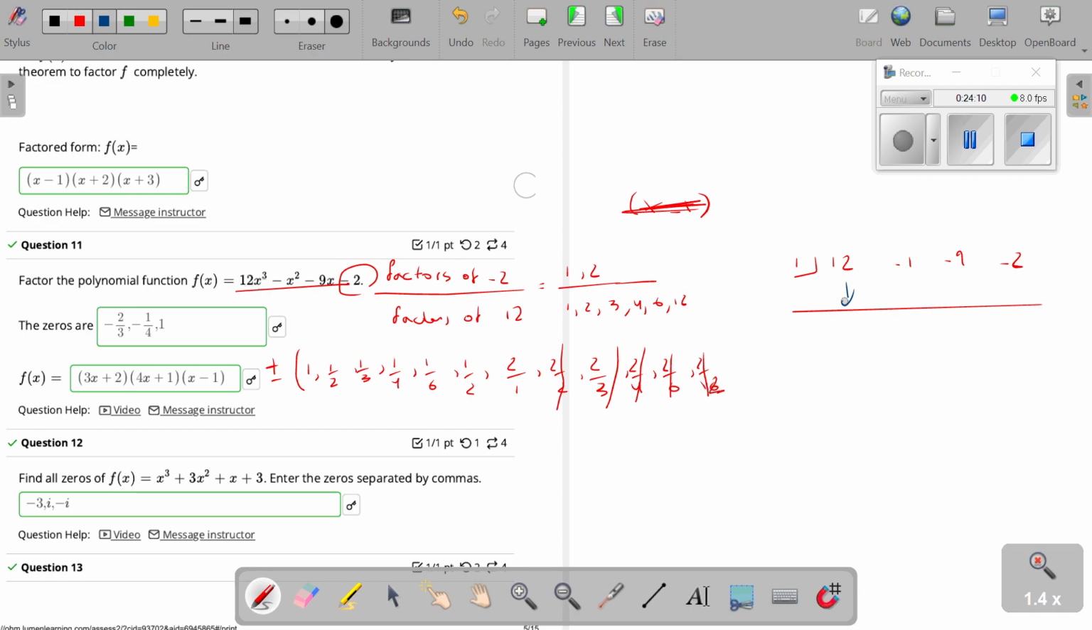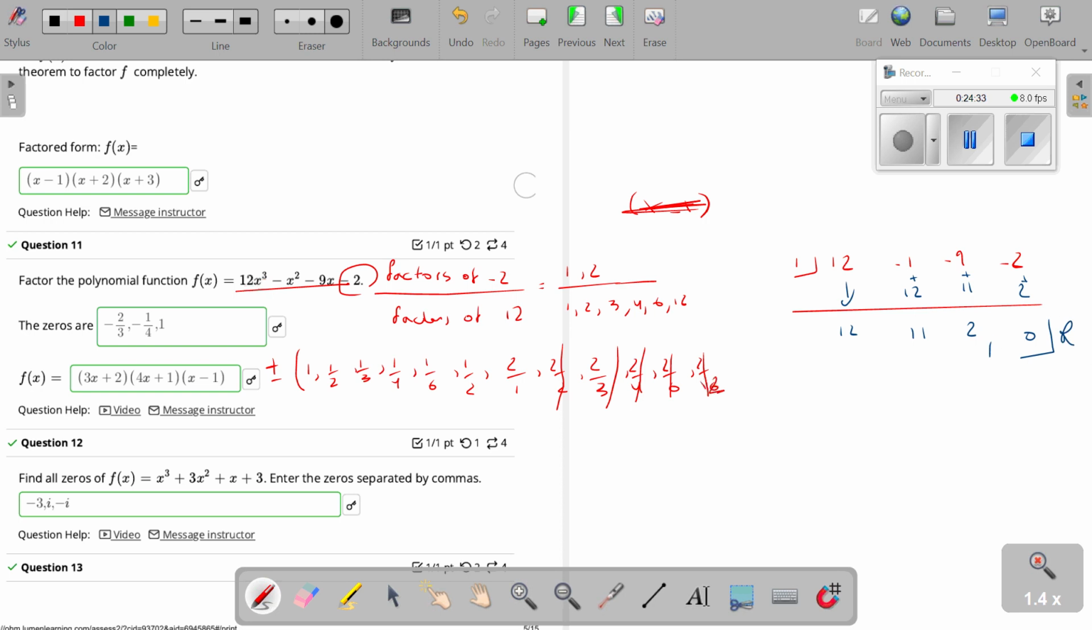So I'm going to bring 12 down. 12 times 1 is 12, plus -1 is 11, times 1 is 11, plus -9 is 2. 2 times 1 is 2, plus -2 is 0. So we were lucky that the first number that we tried gives us the zero of the function.